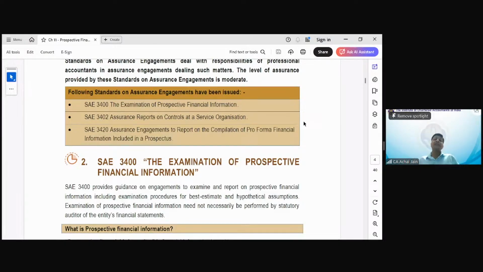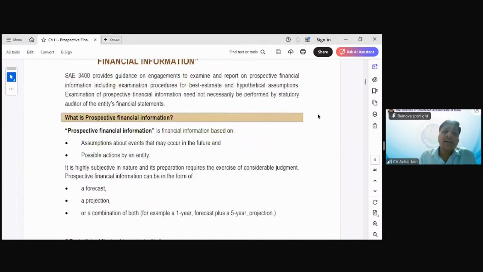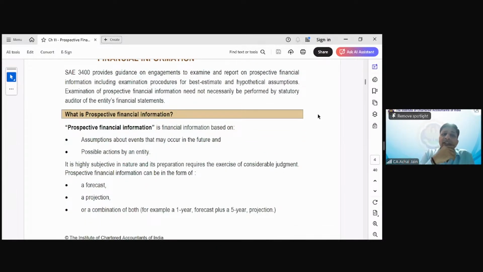Now, if that prospective financial information is required to be examined, let's suppose the banker says that this financial information for 25-26 that you provide, I want this audited, I want this reviewed by somebody. I am just not using the terminology review that we just discussed. It means it has to be examined, it has to be verified. So that is where you go to SAE 3400. So what is prospective financial information? It's based on assumptions about the events that may occur in future.